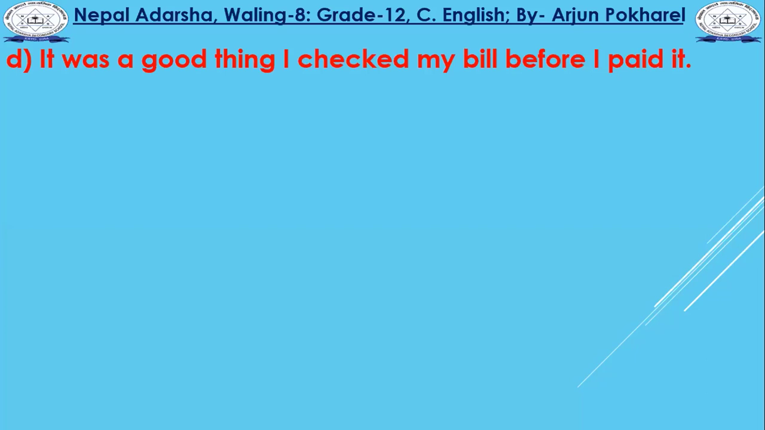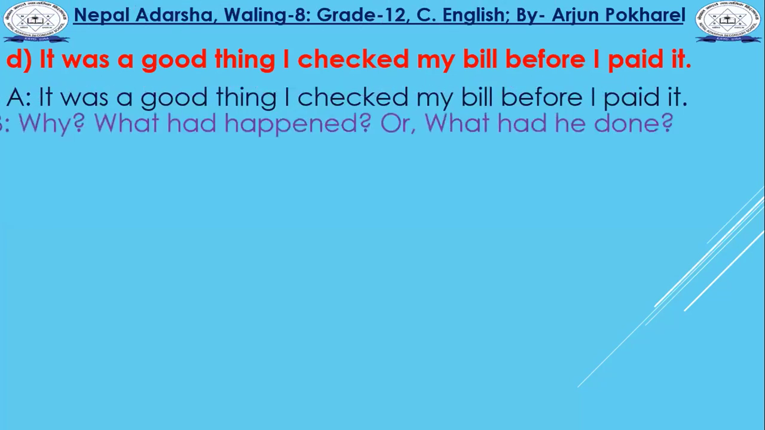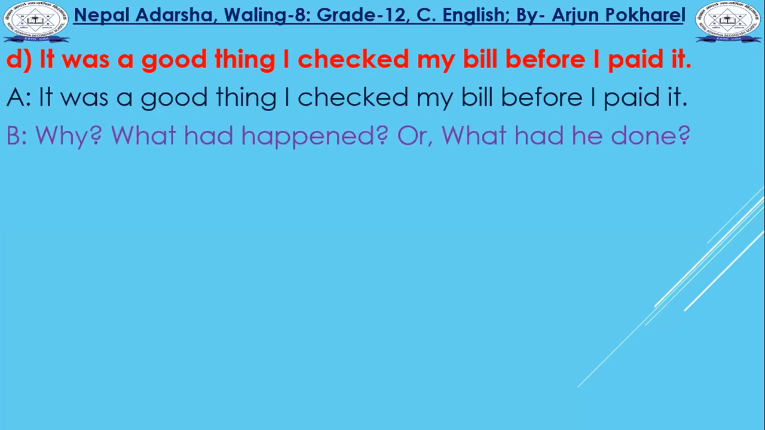Okay, now the two essays. It was a good thing I checked my bill before I paid it. The same sentence you copy here. And B says what? Why? What happened? Or what had it done? Or what had they done? Okay, you did good. In this way you can say. Now I expect your answer.